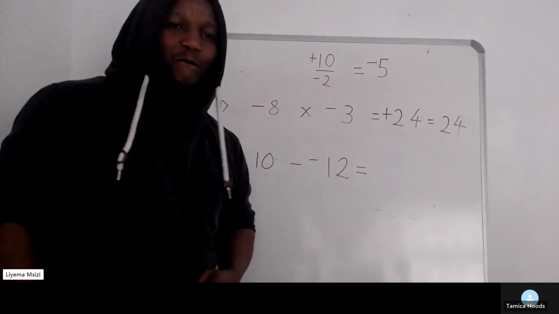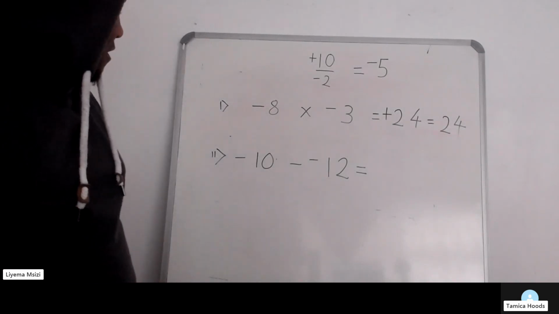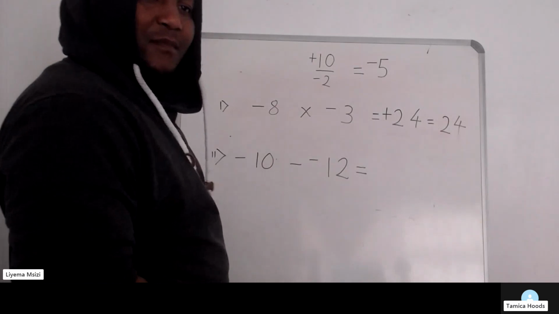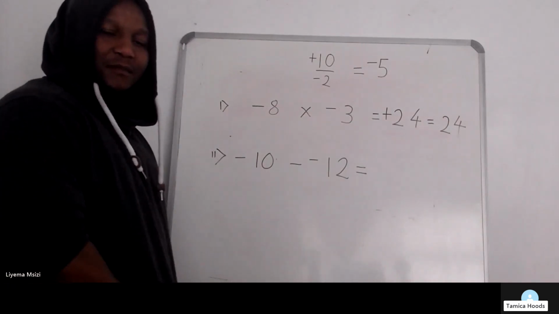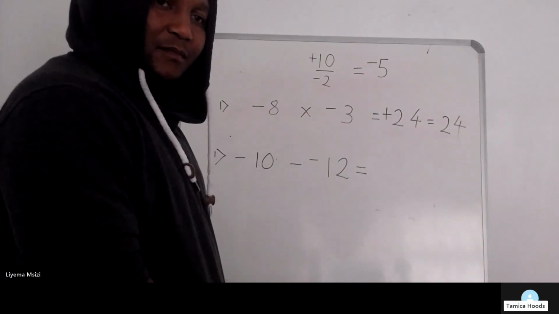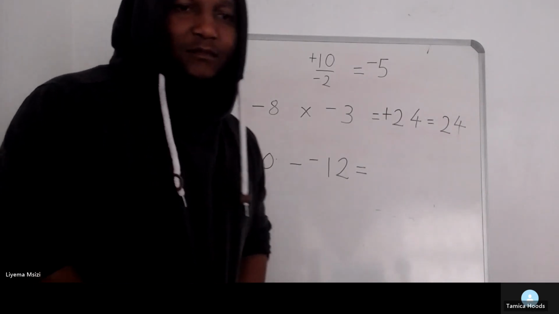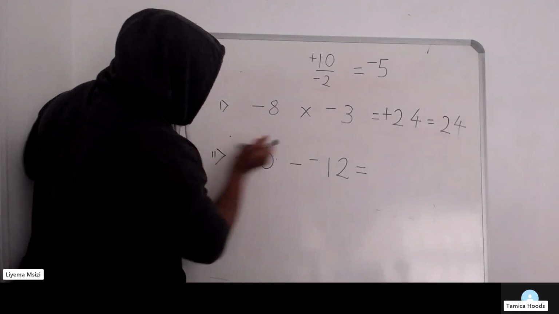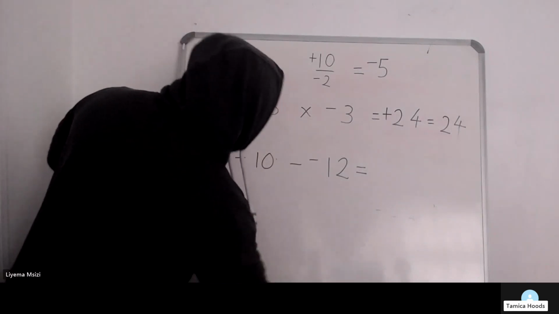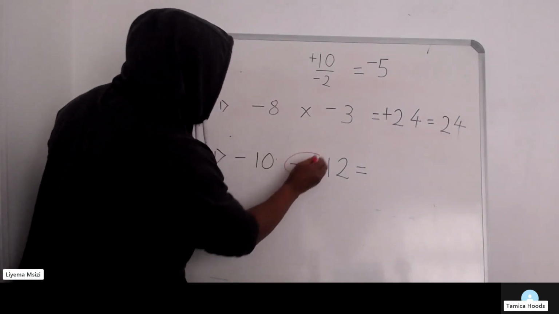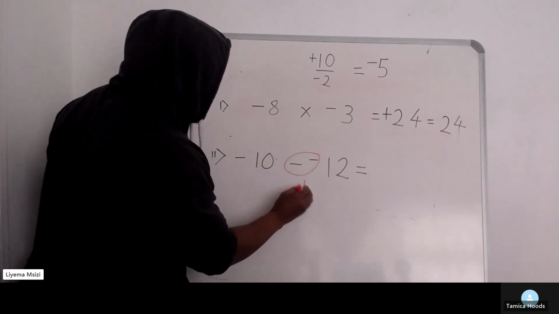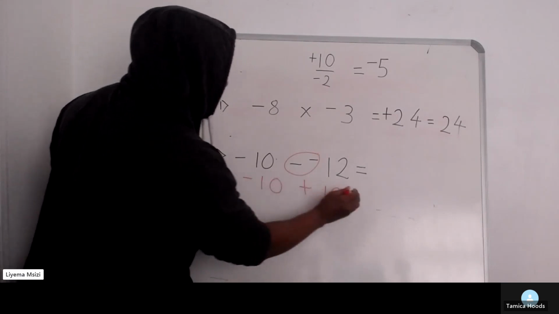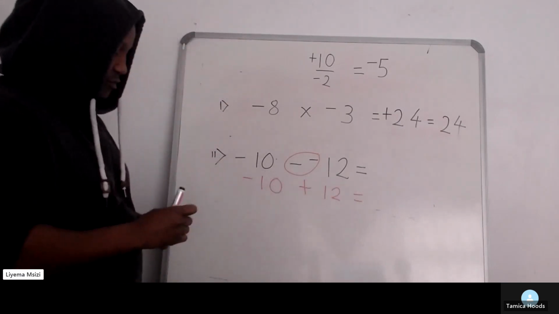Okay. So for this one, it is minus. So now we are first going to look at the two signs in the middle. And it is a negative and a negative, which makes a positive. So minus is going to give us a positive. So we're going to write positive, and then we write 12 minus 10. And then equal.